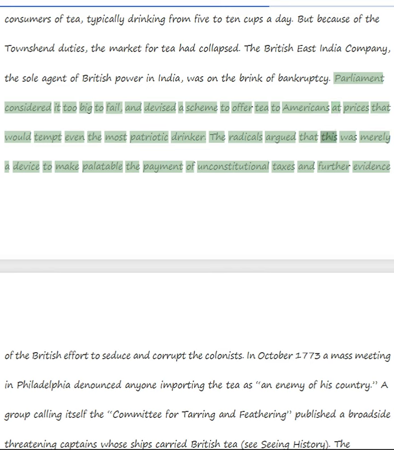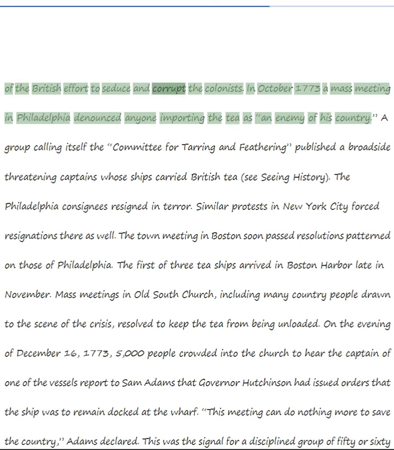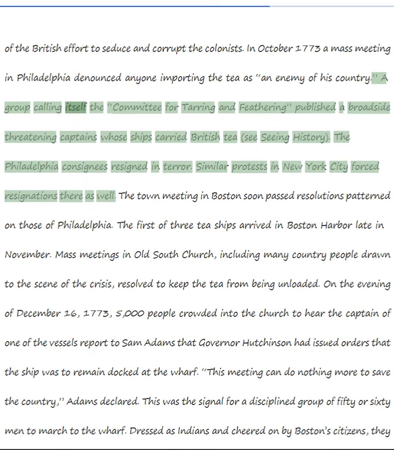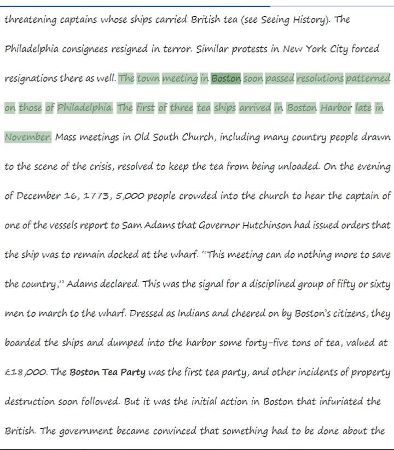The radicals argued that this was merely a device to make palatable the payment of unconstitutional taxes and further evidence of the British effort to seduce and corrupt the colonists. In October 1773, a mass meeting in Philadelphia denounced anyone importing the tea as an enemy of his country. A group calling itself the Committee for Tarring and Feathering published a broadside threatening captains whose ships carried British tea. The Philadelphia consignees resigned in terror. Similar protests in New York City forced resignations there as well. The town meeting in Boston soon passed resolutions patterned on those of Philadelphia.